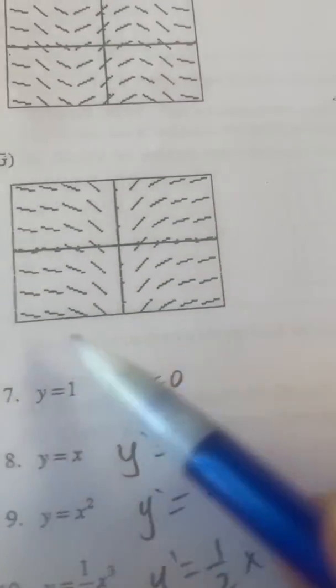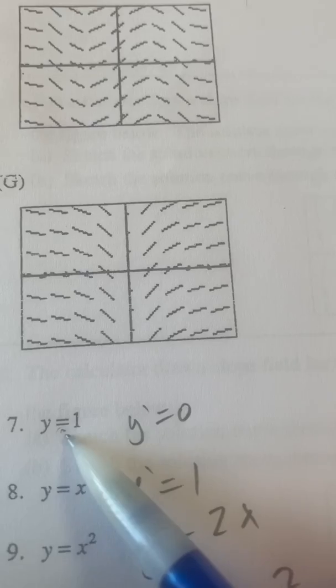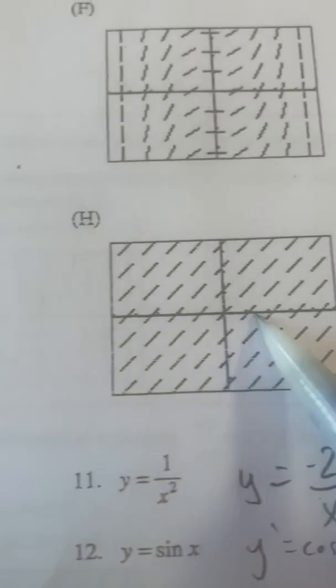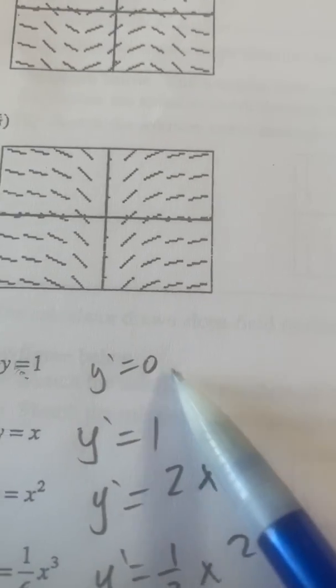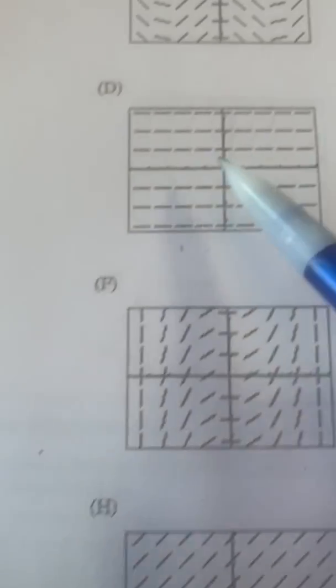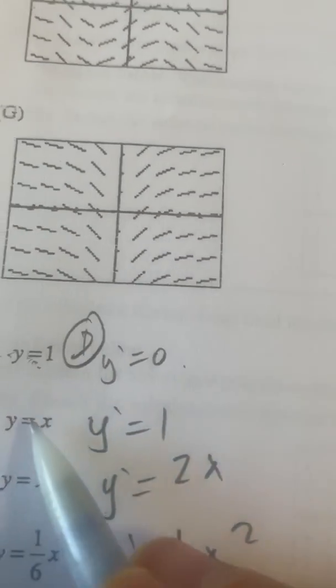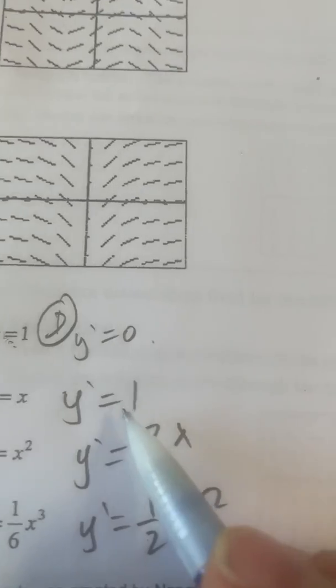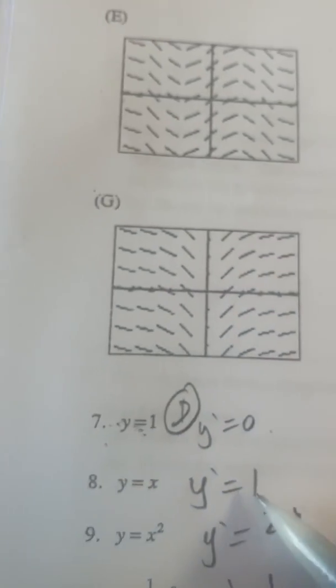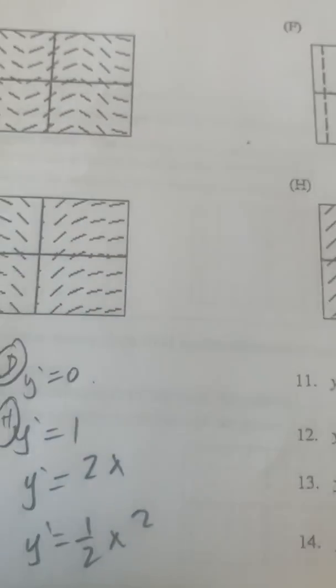So what I mean here is if I was trying to match this equation up, I would probably think that it was here, but it's not. The slopes of y equals 1 are 0, so this number 7 here would be an answer of D. And y equals x is a whole bunch of lines that look like this. It would be slopes of 1, so that would be H. And again, you can check the key. I'll let you go from there.